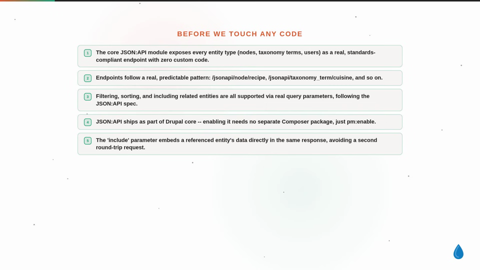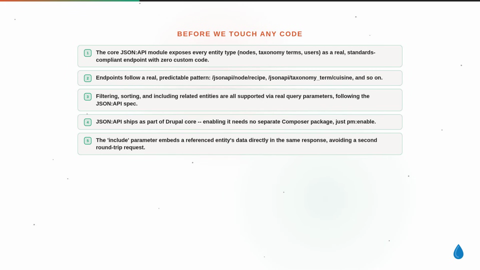The core JSON API module exposes every entity type, nodes, taxonomy terms, users, as a real, standards-compliant endpoint with zero custom code. Endpoints follow a real, predictable pattern: /jsonapi/node/recipe, /jsonapi/taxonomy_term/cuisine, and so on. Filtering, sorting, and including related entities are all supported via real query parameters following the JSON API spec.